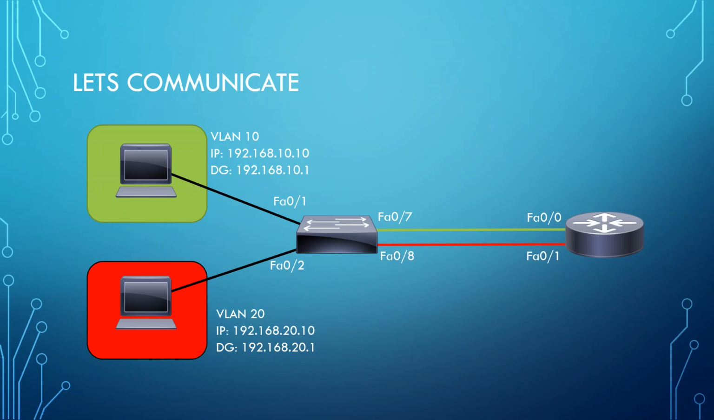On the router, FA0/0 is going to be connected to VLAN 10, so the green VLAN, sorry. FA0/1 will be connected to the red VLAN, so that's VLAN 20. So I'm going to pause the video. The next time you see my screen, I will be at the command line interface of a Cisco router.